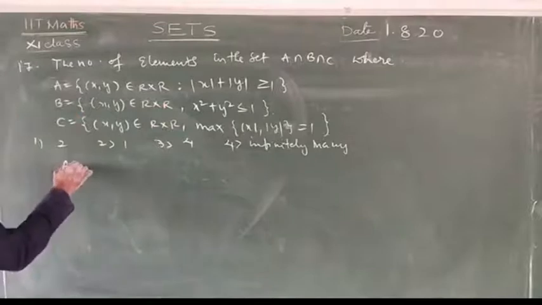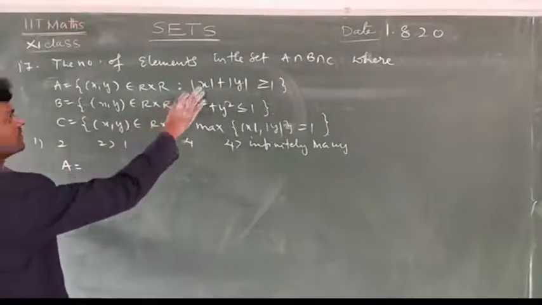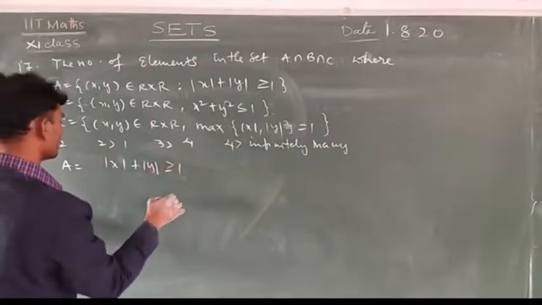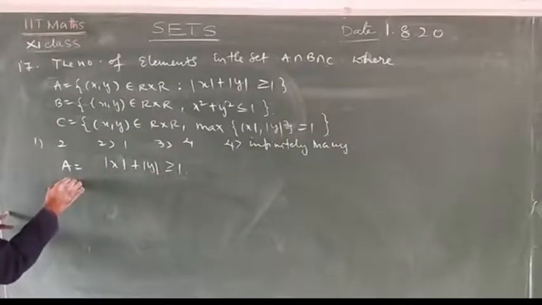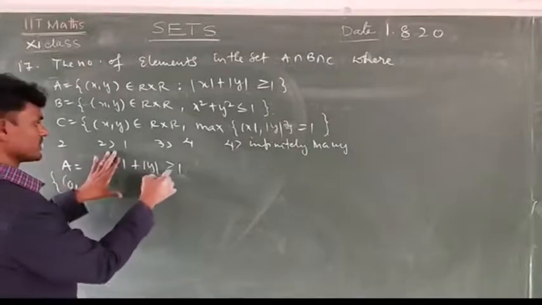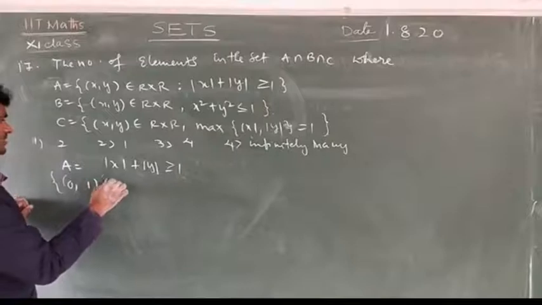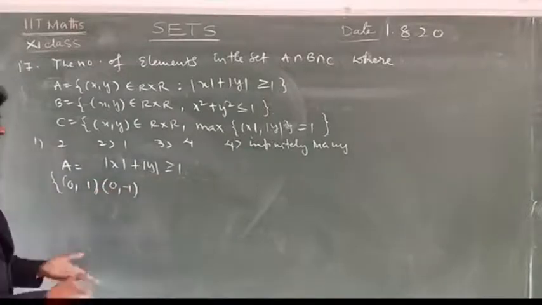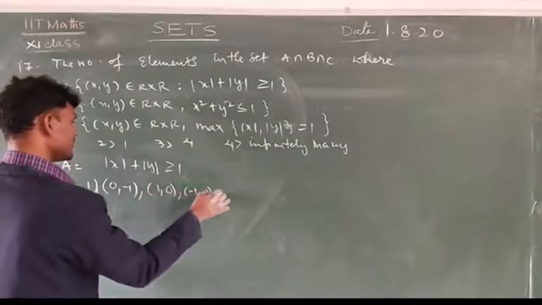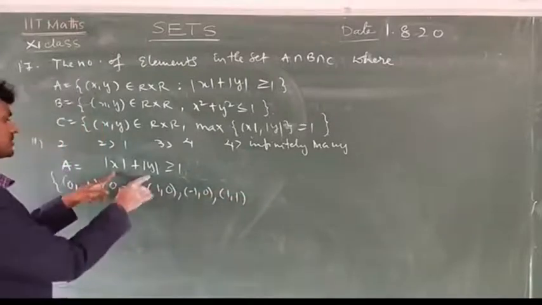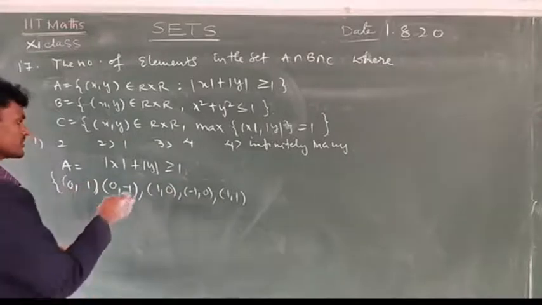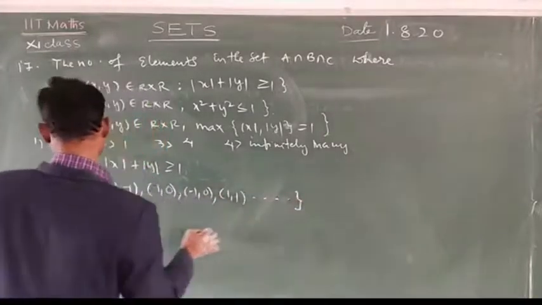Now you can write here A is equal to the set of x, y where modulus of x plus modulus of y is greater than or equal to 1. You can take x is equal to 0 and y is equal to 1, it is equal to 1. Next here 0 and minus 1 you can take, modulus of minus 1 is also 1. Next one is here 1, 0 and minus 1, 0. Next 1, 1. You can't take 0 and 0, 0 is 0, not possible. Except 0 and 0, you can take any negative or positive numbers also. It is greater than or equal to 1. This is set A.